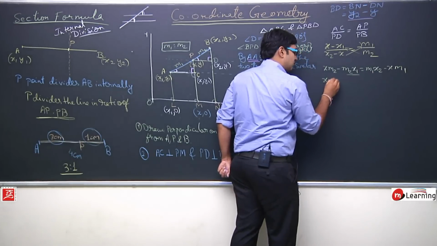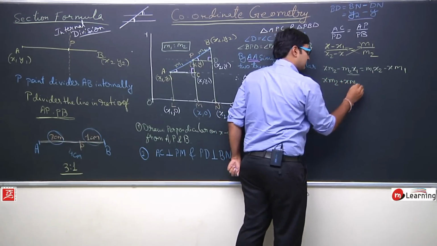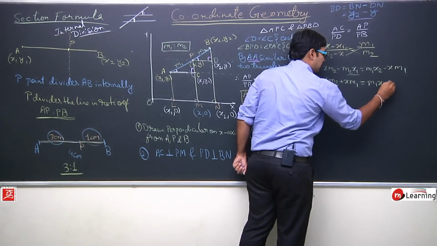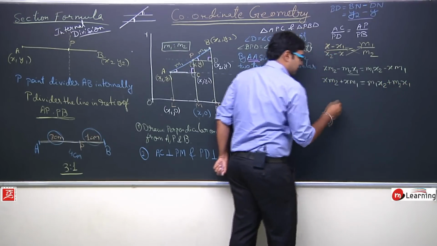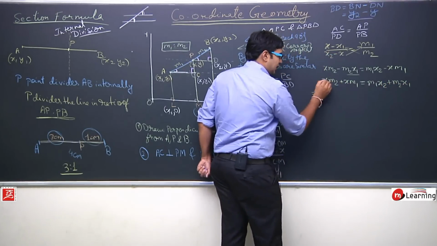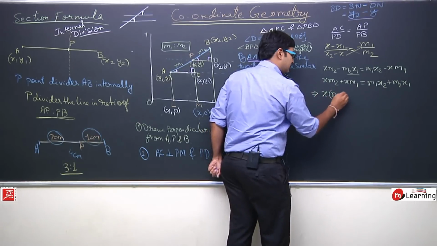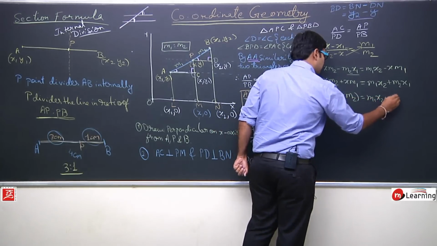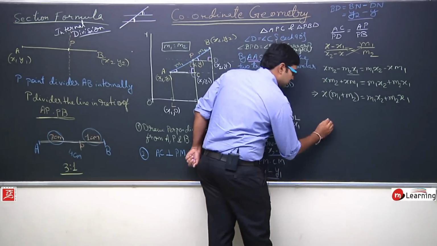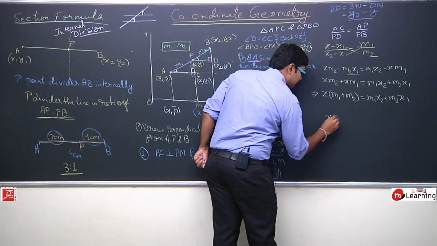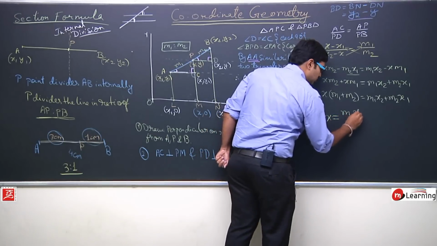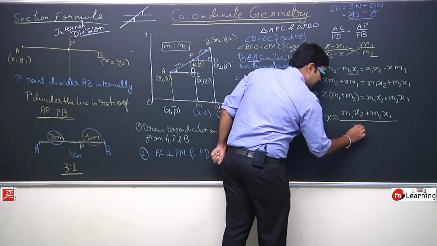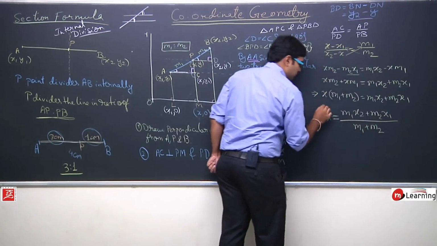So let us bring this term to the LHS and shift this term to RHS. So it will give you x m2 plus x m1 is equals to m1 x2 plus m2 x1. Okay. Similarly, if you take x as common in bracket, you will be left with m1 plus m2 is equals to m1 x2 plus m2 x1. So the value of x that you will get from this relation is m1 x2 plus m2 x1 whole divided by m1 plus m2.